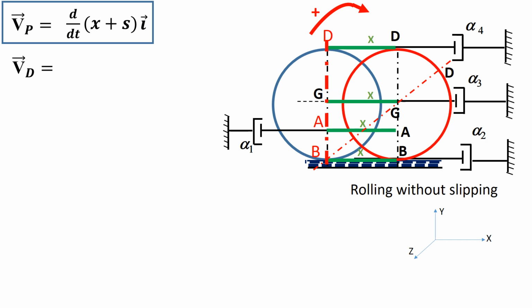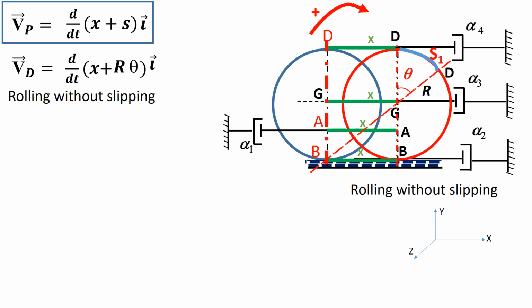We start with point D. You see, the s due to the rotation, see the figure, is this one, s1, equal to R theta. We replace and we get this. Now we need to find x with respect to theta. Since we have rolling without slipping, you have to take it by heart: x is equal to R theta.